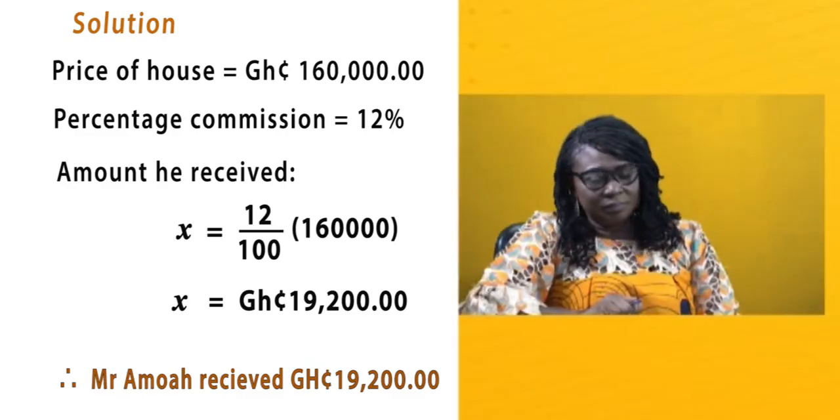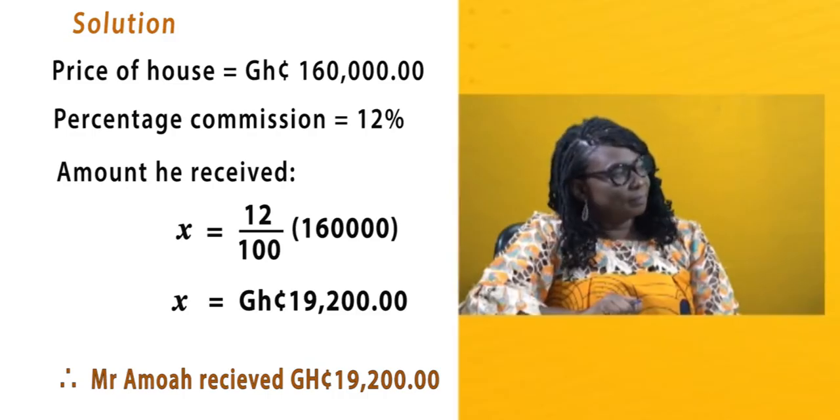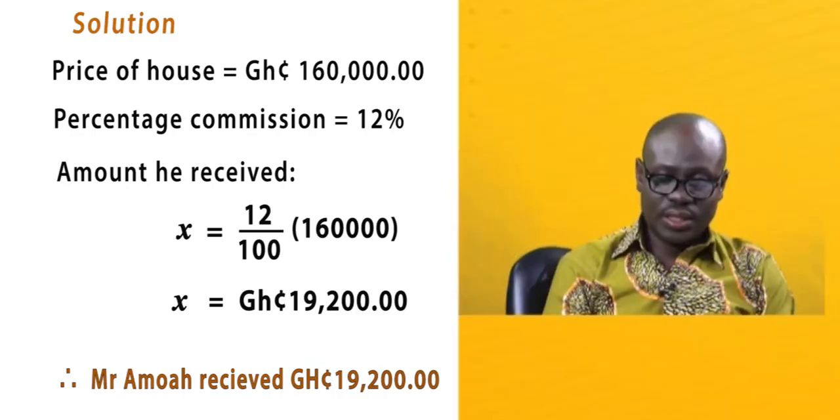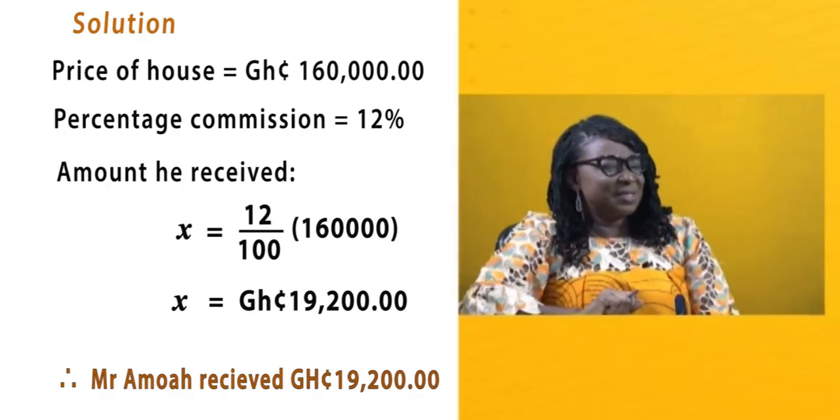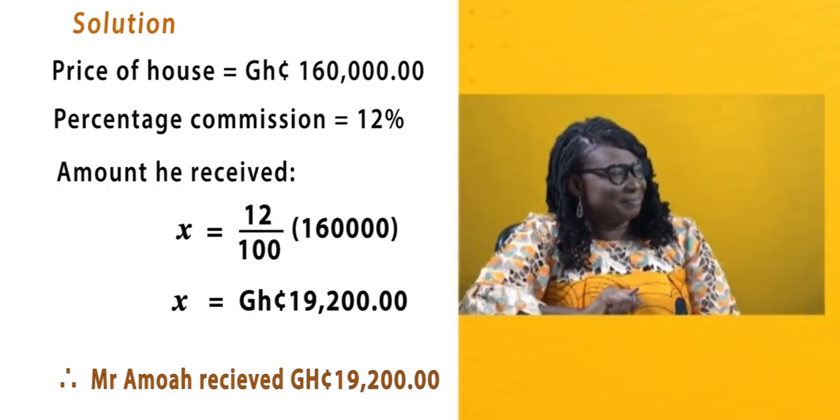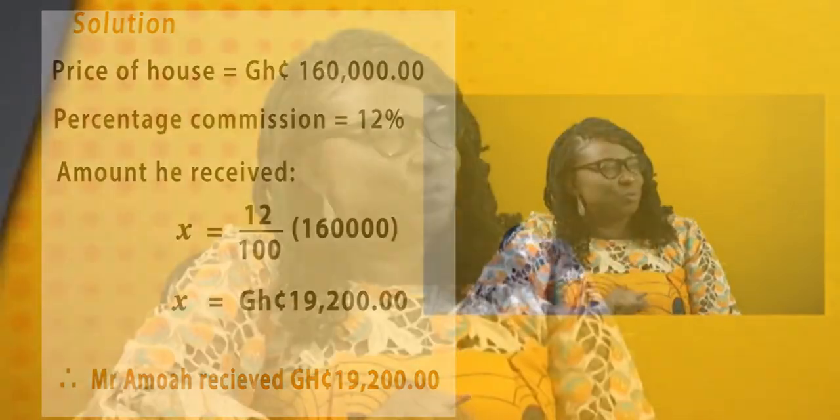And if you simplify this, you will get 19,200 Ghana cedis. And that presupposes that Mr. Amwa received 19,200 Ghana cedis as a commission. Wow, this concept is a very simple one. Shall we move on to simple interest?